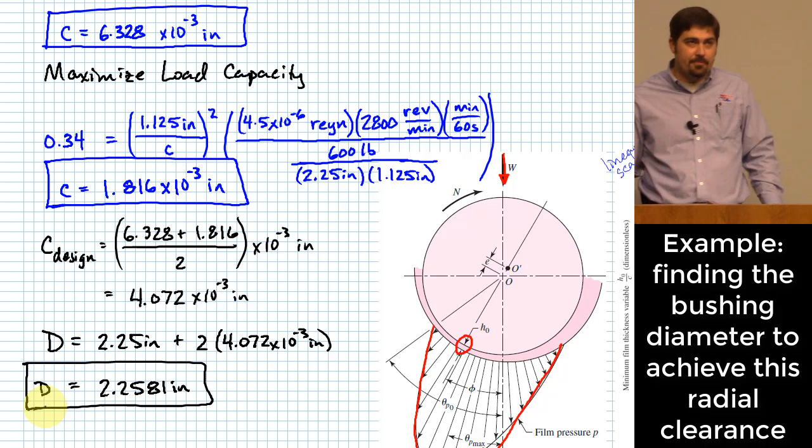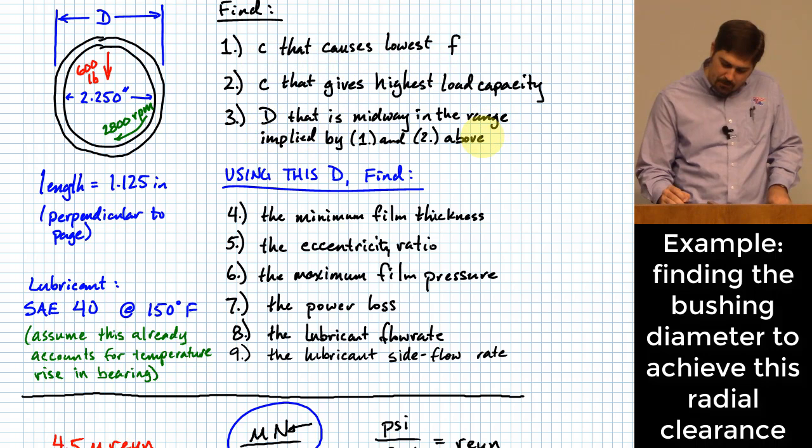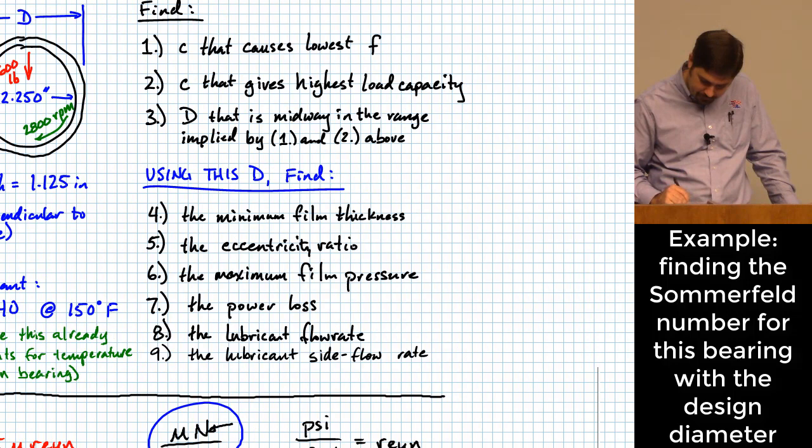We're done with the first few parts of the problem that we are trying to solve. We just found a D that is midway in the range implied by 1 and 2. Now, using that D, let's figure out what the minimum film thickness is that we will have given that D value.